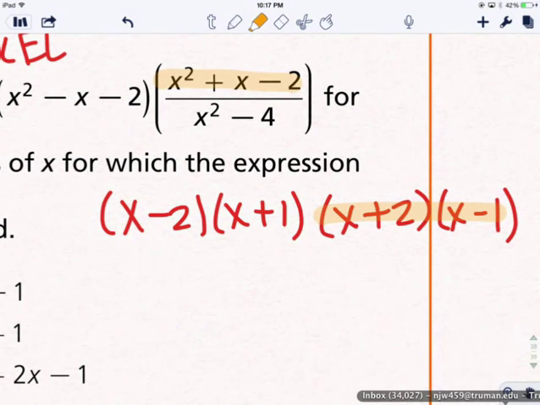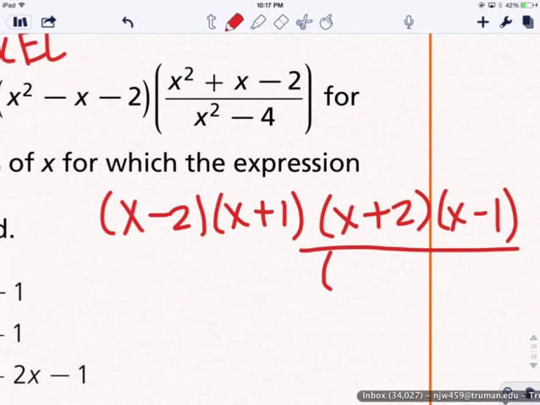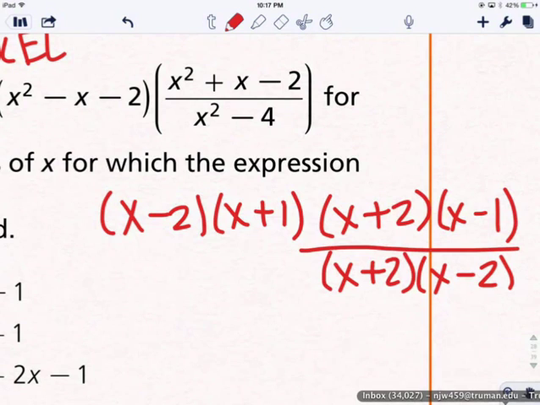Yeah, I think it does. Alright, now let's finally factor this guy. Now this down here, I hope you recognize that as being a difference of two squares. So the way to factor that would be x plus 2, x minus 2.